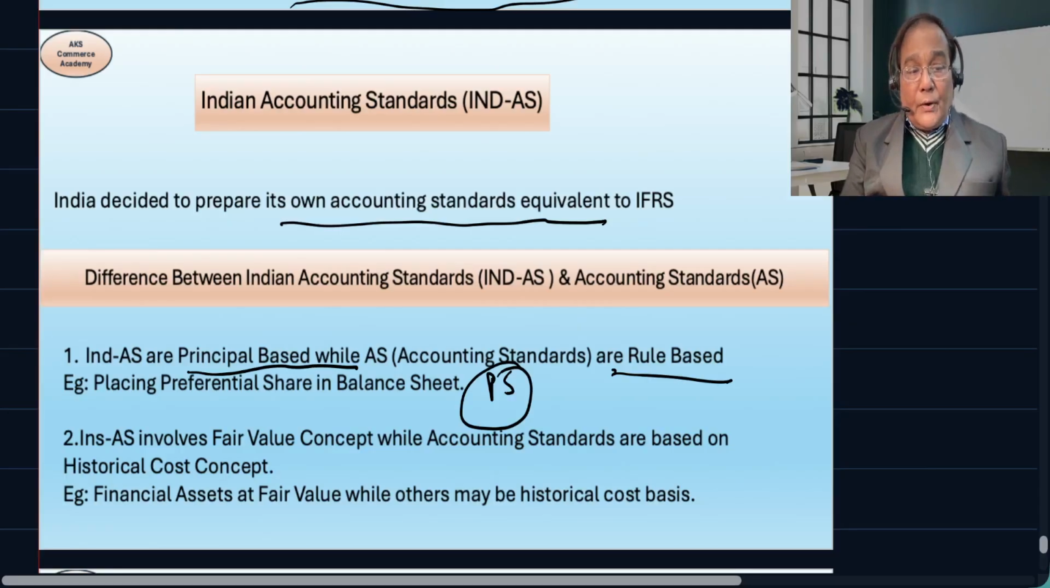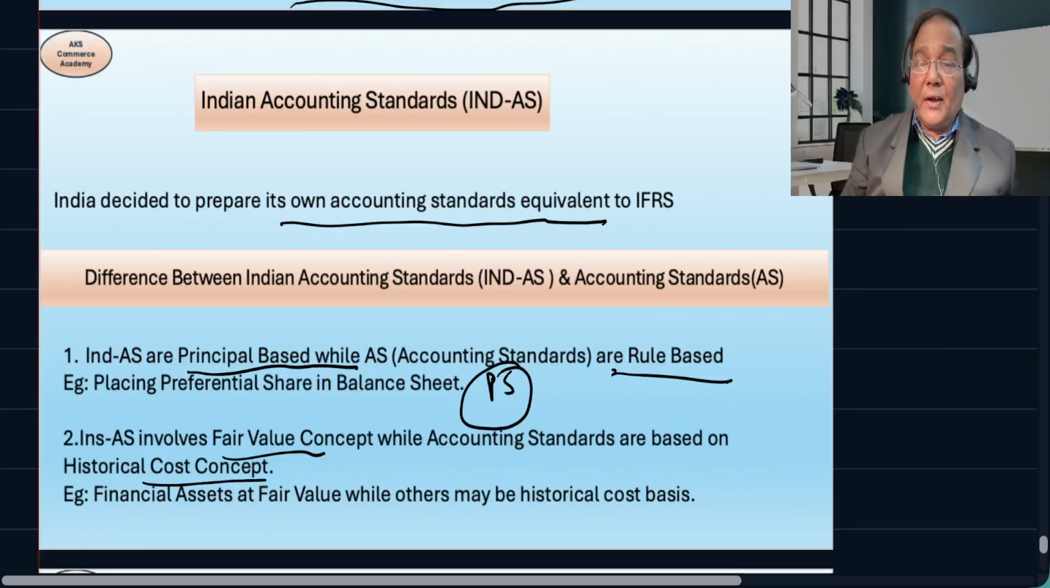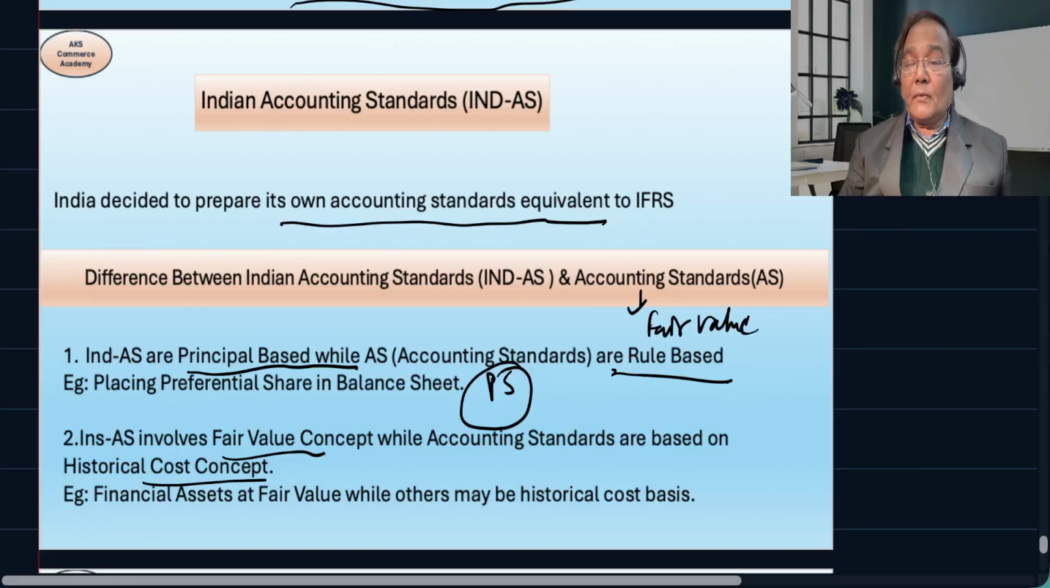Now, the second one. Ind-AS involves the fair value concept, whereas accounting standards are based on historical cost concept. Now, this is also important. So, Ind-AS is based on fair value. What is fair value? And what is the historical cost?